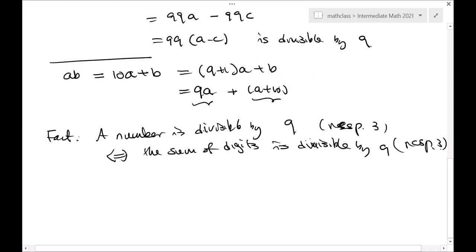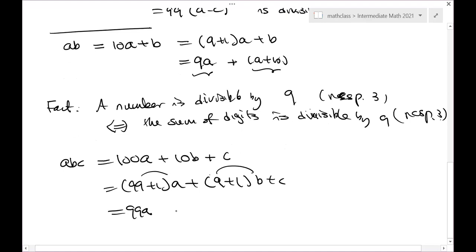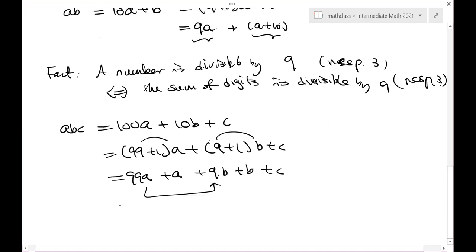Okay. And believe it or not, let's take a look at a three-digit number. A, B, C. Okay, so a 3-digit number is going to be 100A plus 10B plus C. Now I'm going to decompose 100. 100 can be written as 99 plus 1. 10 is going to be 9 plus 1, right? So you multiply this out, then you get 99A plus A. Then here's 9B plus B, then plus C. Okay, now you combine those two together.